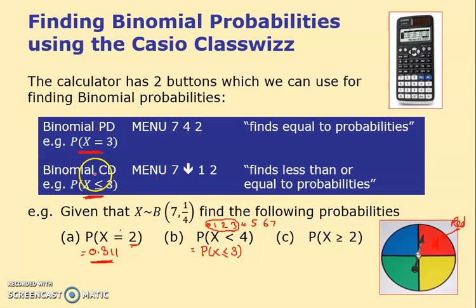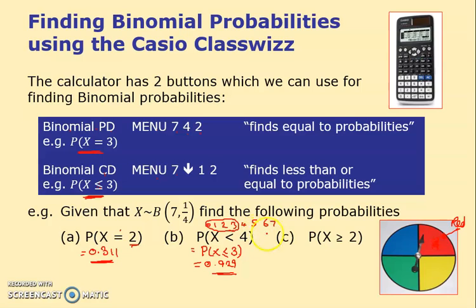Now when I do this, because it's a less than or equal to one, I have to use my binomial CD button. So this time menu 7, and I press the down button. And it says binomial CD at the top, so I press number 1. And then I always pick variable. So what's my x value now? Notice it's not 4, because this button requires it to be less than or equal to. So now I'm going to type in 3. My n was 7, my p was 0.25, I pressed equals, this time I've got 0.929.